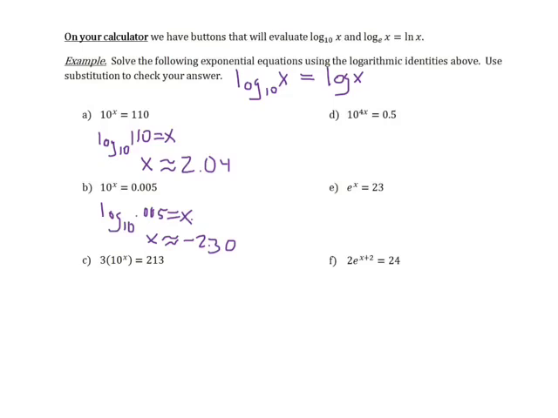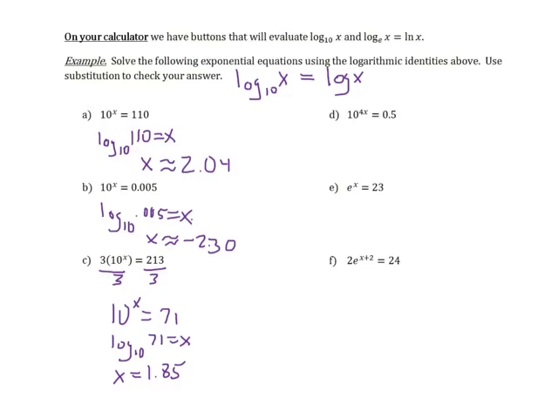How about this next one? Let's try dividing by 3 first. If we divide this by 3 before we take the logarithm, we have 10 to the x equals 71. Now we're just looking for the log base 10 of 71, because x is the power that we put on 10 to get 71. Using our calculator, we get 1.85.